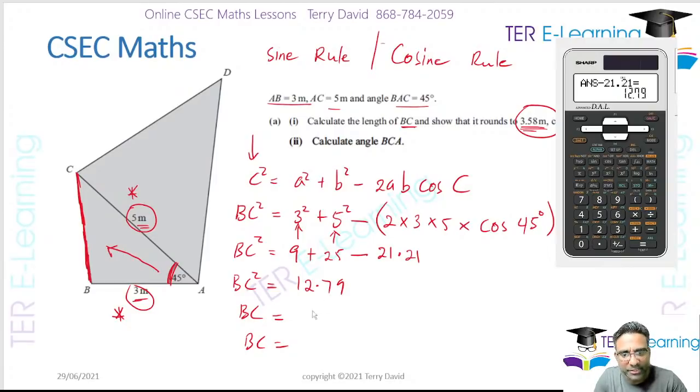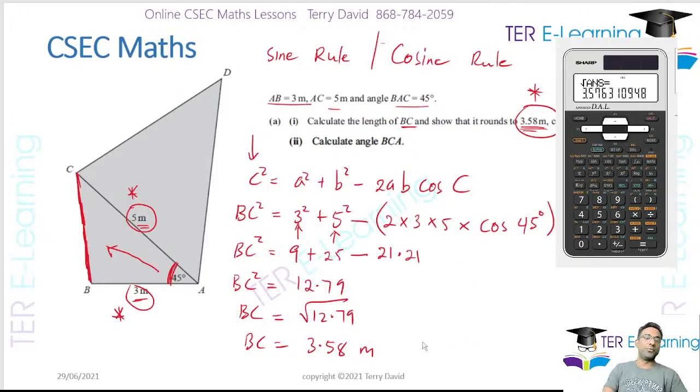Right, so BC squared is that. So BC is the square root of 12.79. Let's double check that answer here. Second function, square root, and I'm getting 3. If you round it off, it'll be 3.58, which is what they asked for. So this here is 3.58, and this is meters. And look, this is what they said to prove, right?